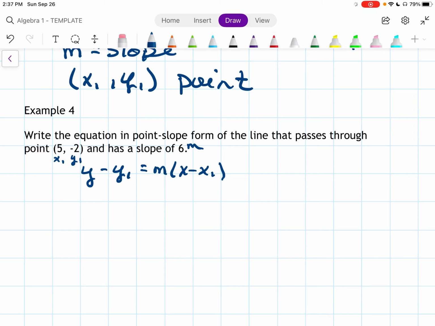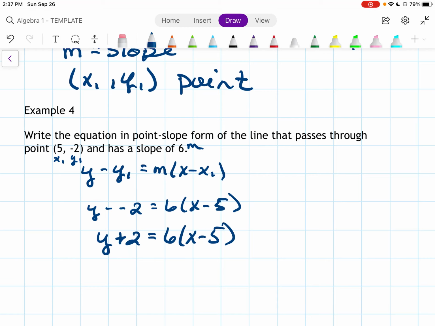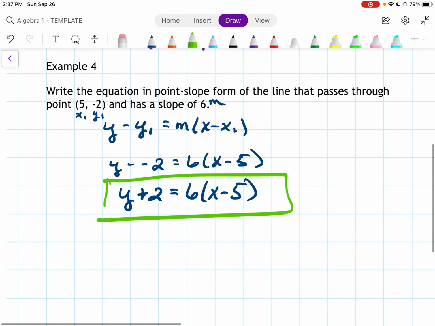Now notice that the negatives, those two minus signs, are a part of the formula. You have to leave them in the formula. So I'll have y minus negative 2 equals 6 times x minus 5. And now I can simplify to say this is going to be y plus 2 equals 6 times x minus 5. And that is it. That's all the new notes for today.